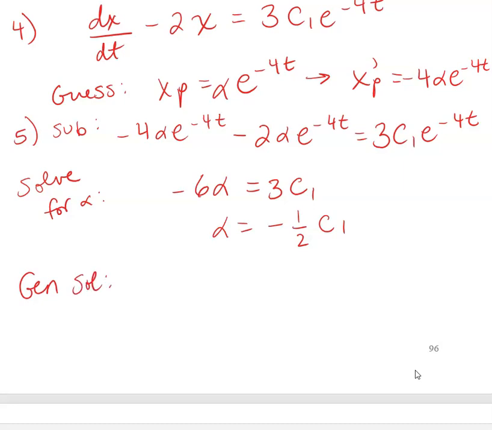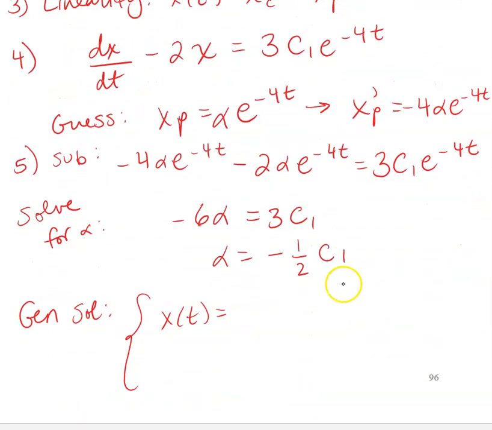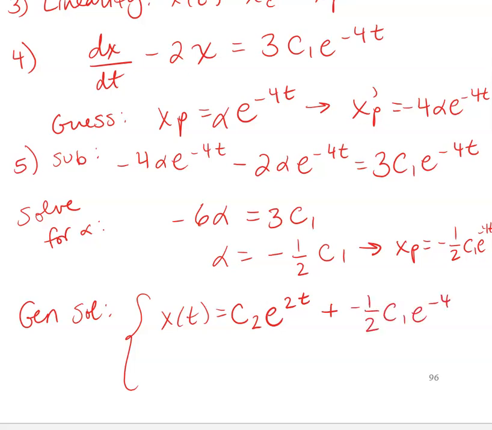So my general solution is going to look like this. x of t is going to be my complementary solution, which, by the way, I'm not sure I said that earlier, this x sub c, that's just using the 2x, remember, just the homogeneous differential equation. That would be e to the 2t. So let's write that. It's going to be c, I'm going to call that c2, e to the 2t, plus my particular solution, which is right here. So let me write that. x sub p would be negative 1/2 c1 e to the negative 4t. So let's put those together. So negative 1/2 c1 e to the negative 4t.